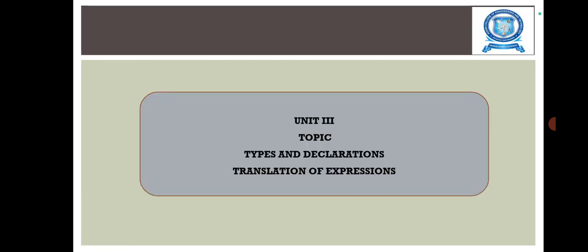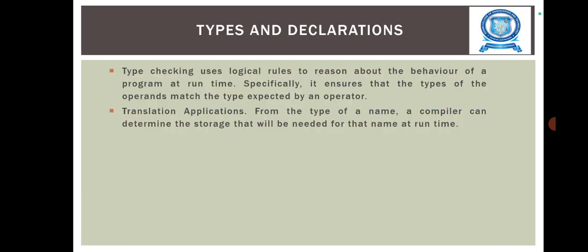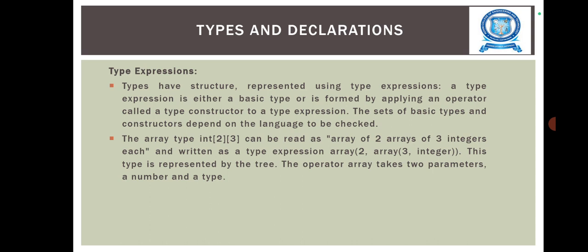Unit 3, Topic: Types and Declarations, Translation of Expressions. Types and Declaration. Type checking uses logical rules to reason about the behavior of a program at runtime. Specifically, it ensures that the types of the operands match the type expected by an operator. Translation applications: from the type of a name, a compiler can determine the storage that will be needed for that name at runtime.